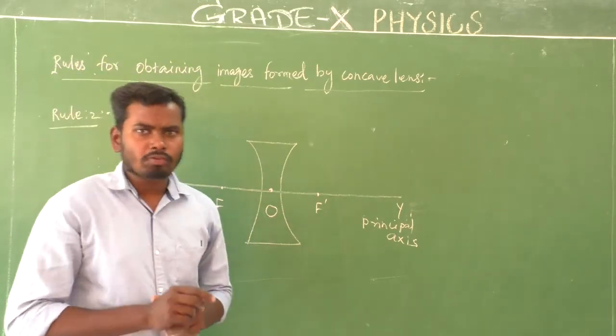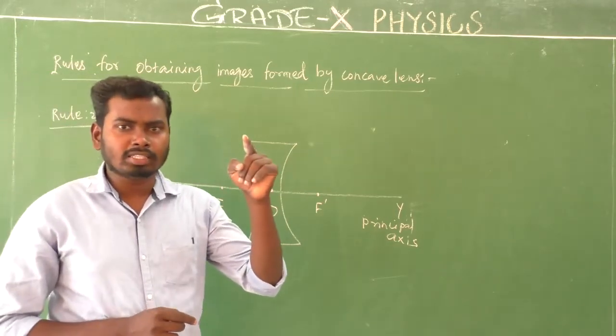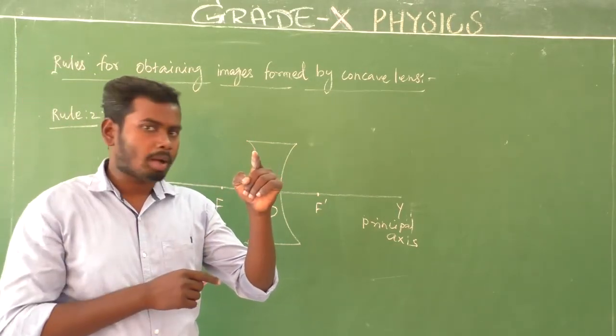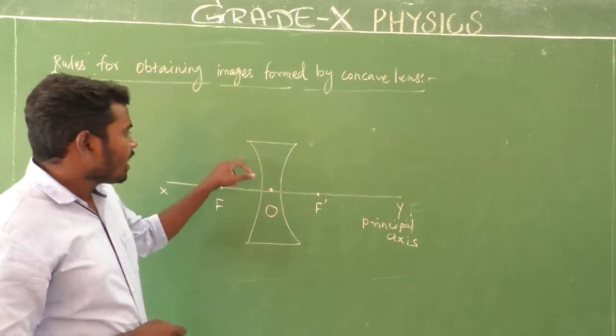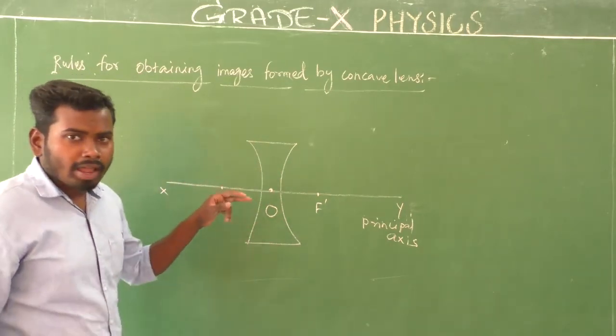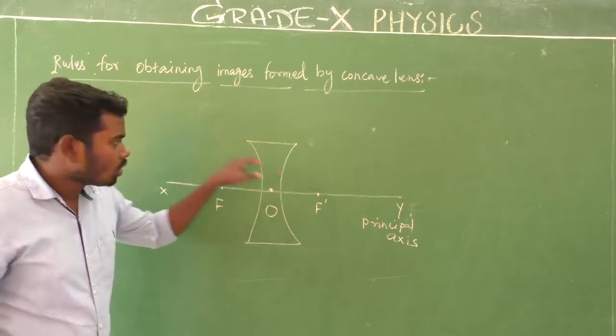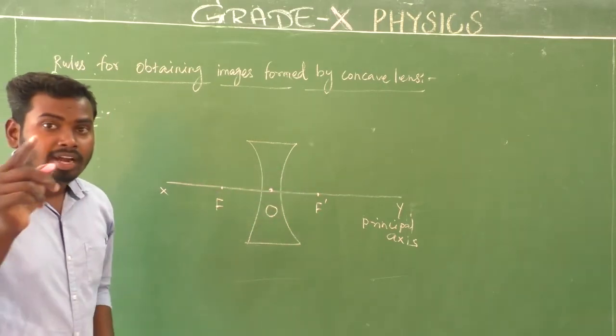What is the first rule? If a ray of light is parallel to the principal axis of a concave lens, it appears to be coming from its focus. Am I right? That is the first rule. But in the second case, if a ray of light is passing towards its focus, what will happen? That is the second rule.